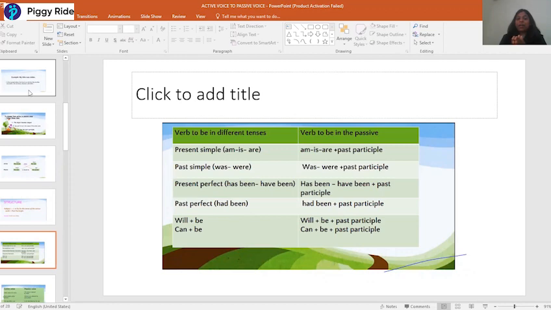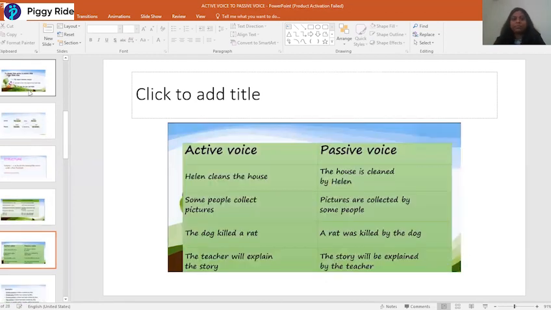So see how we are having verbs in different tenses. Then when it goes to passive form, these are the verbs that have to be used in the passive form. Okay, now let me explain with examples. Now examples are very important. It gives you a clear picture in front of your mind. Okay, so let's solve these examples.